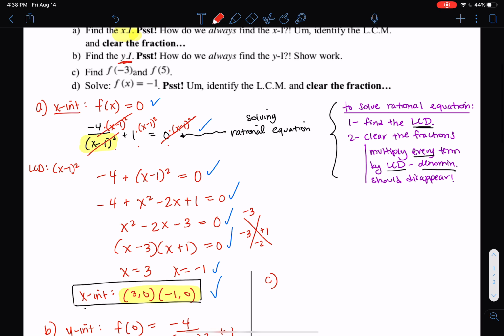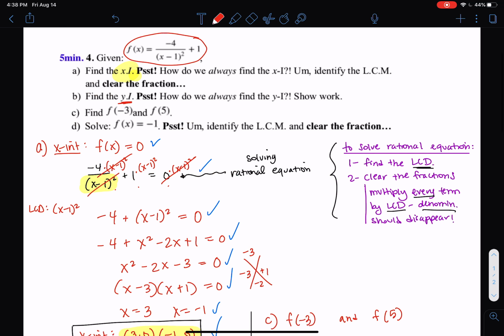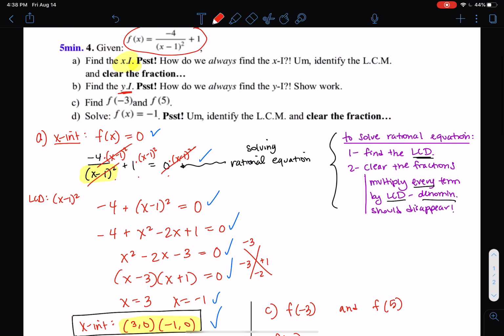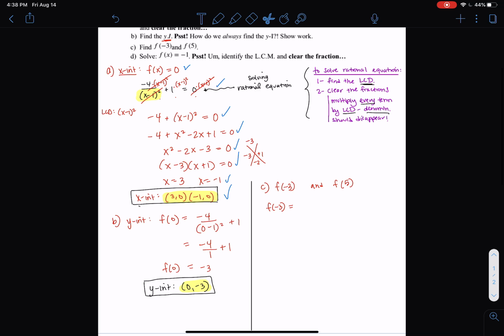Okay, part C says find f of negative 3 and f of 5. So first we'll do f of negative 3. Actually, let me clear out some of this work. Pause the video if you need to take this work down because I am now deleting it.